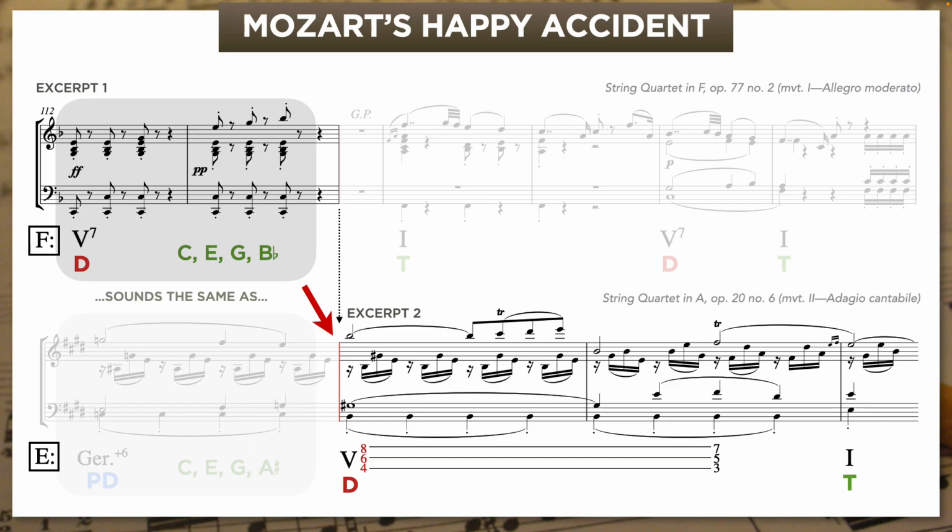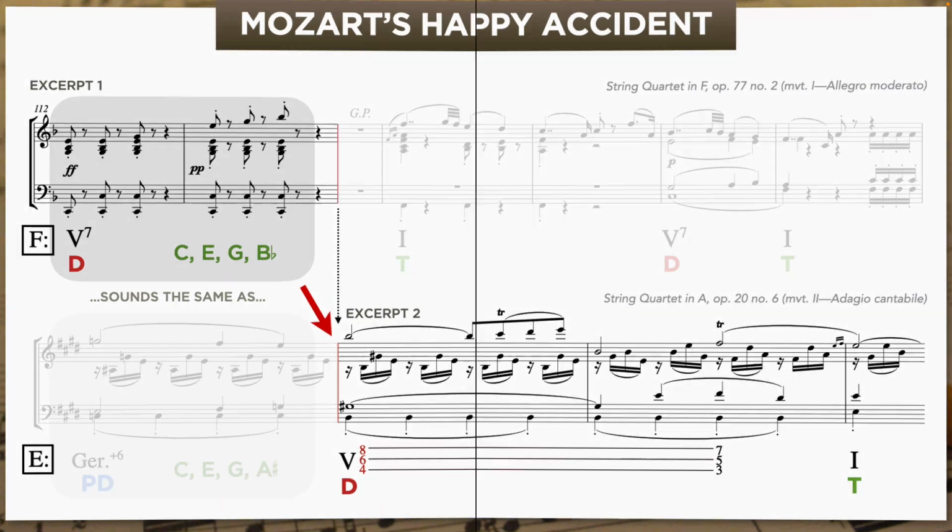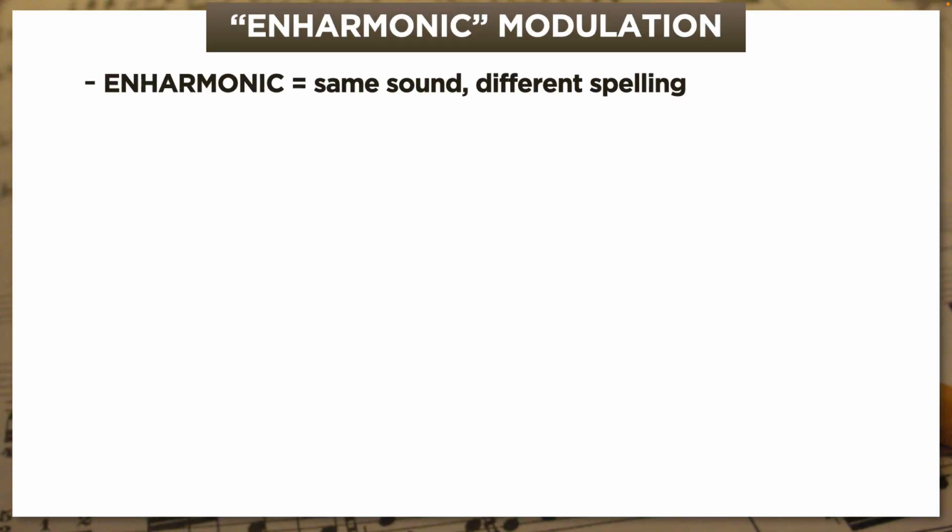Terminology-wise, we'd say nowadays that Mozart's happy accident has produced an enharmonic modulation. Well, what's that? You might remember that the term enharmonic refers to musical events that have the same sound but different spelling, like the way this note can be written as A sharp or B flat or even C double flat. Okay, so what's an enharmonic modulation?